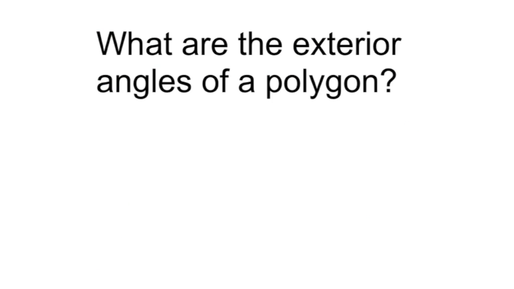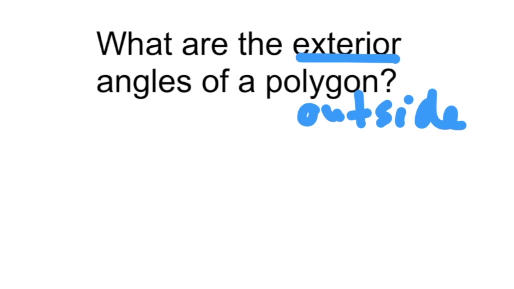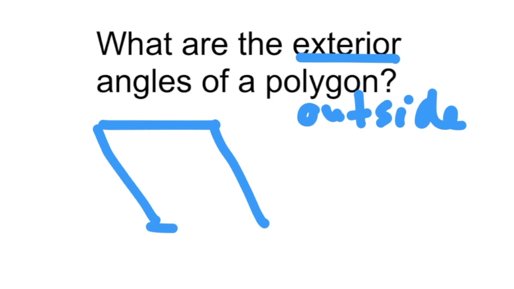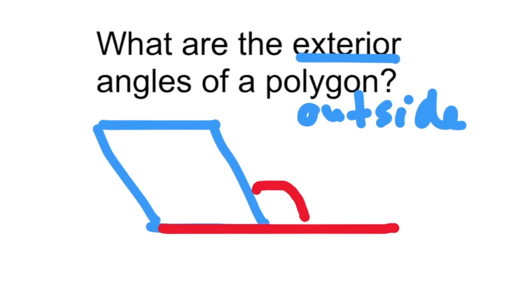What are the exterior angles of a polygon? Obviously, exterior means outside. But it's not quite as simple as interior angles. Let's say I have a parallelogram. An exterior angle is formed when you make one of the sides extended out, and it'll be this outside angle here. Notice that the outside angle and the interior angle are going to be supplementary.